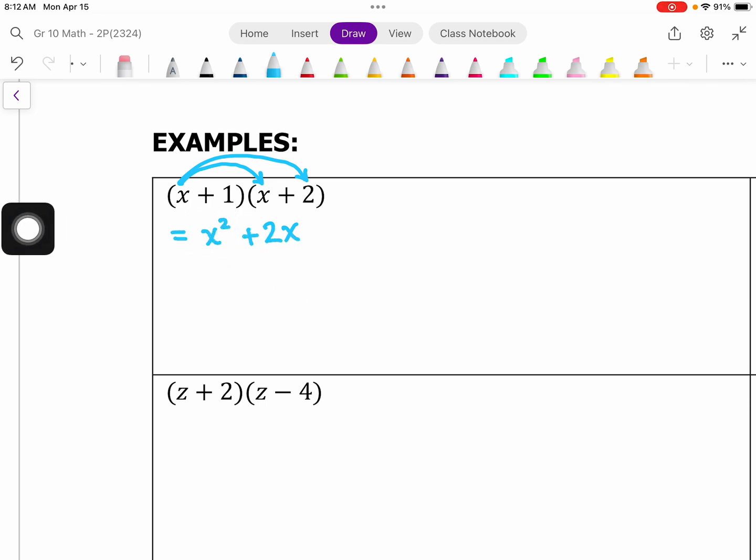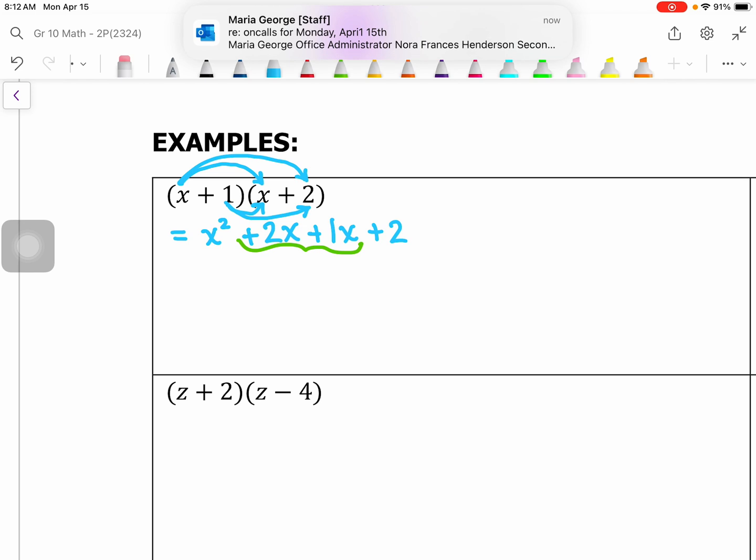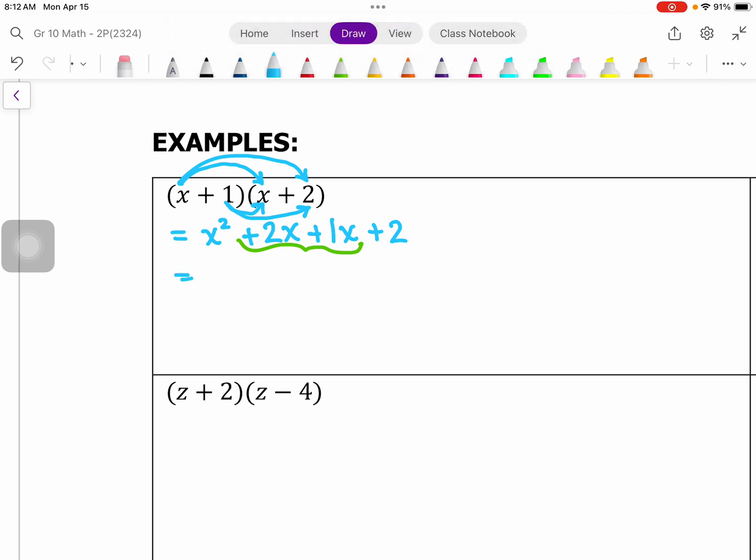Then I'm moving to the inside. So I'm moving to the next term and multiplying by the first term in the second bracket. So 1 times x, that's a 1x. And then I have my last, so 1 times 2, and that's a positive 2. Now I can see here that I have a plus 2x and a plus 1x. Those are like terms, so I'm going to put them together. So I have x squared plus 2x plus 1x is plus 3x, and then plus 2.